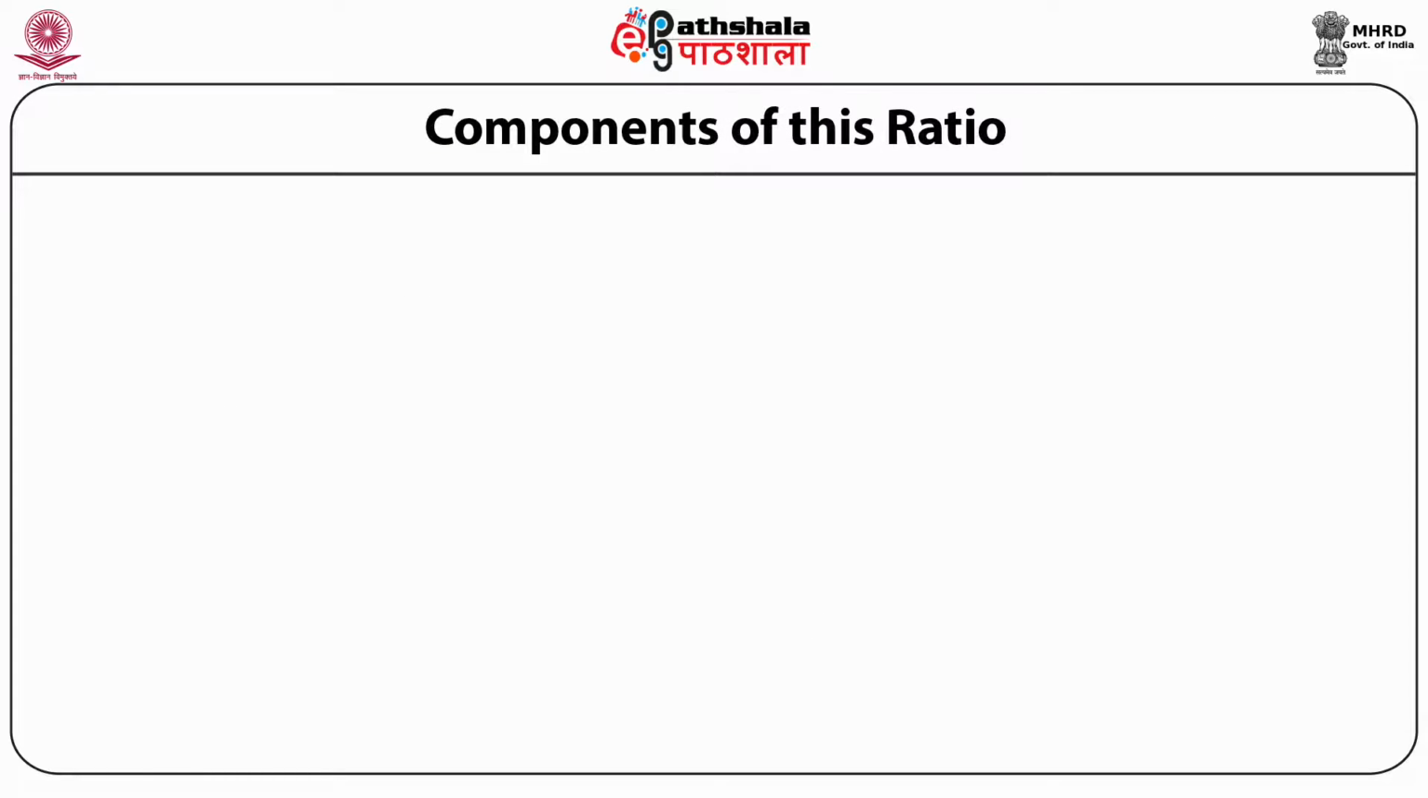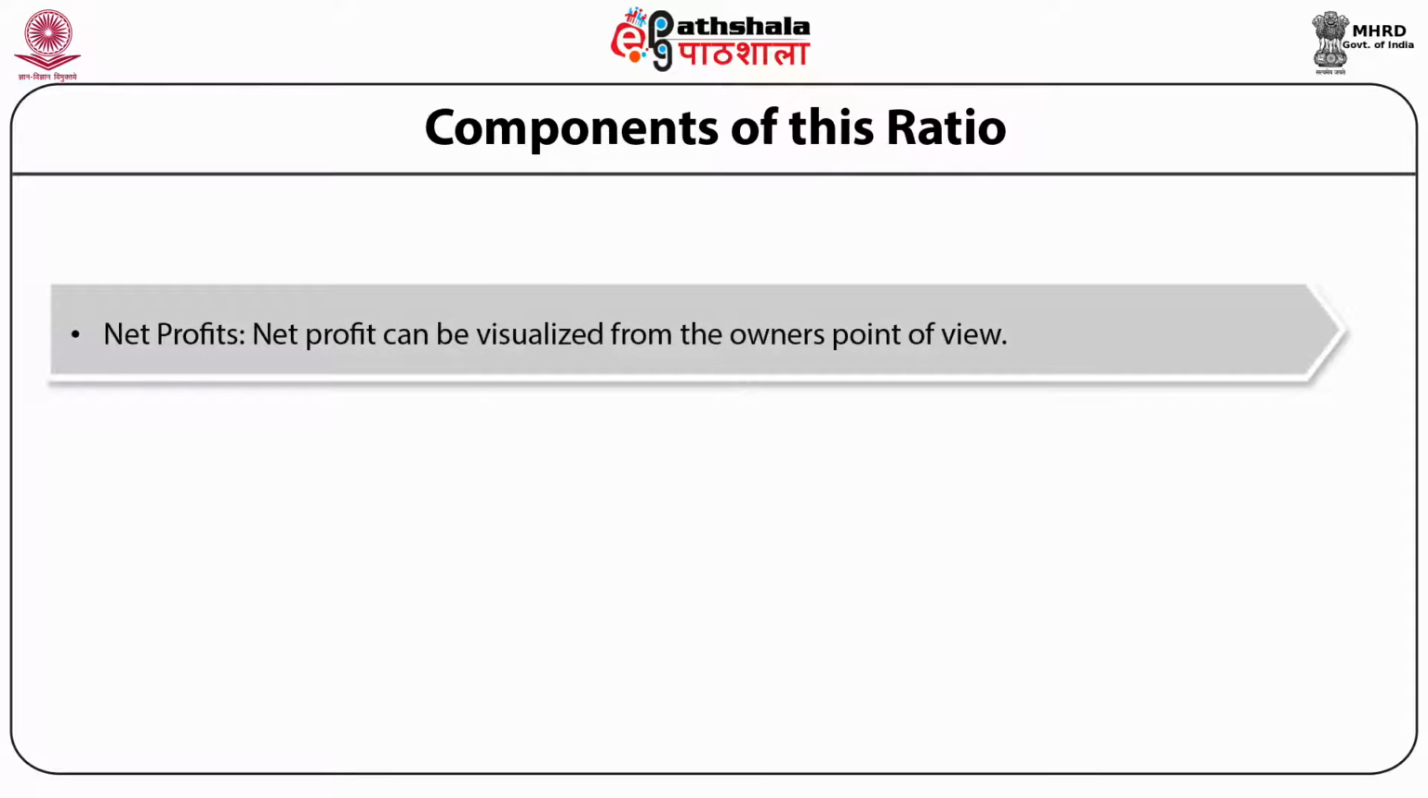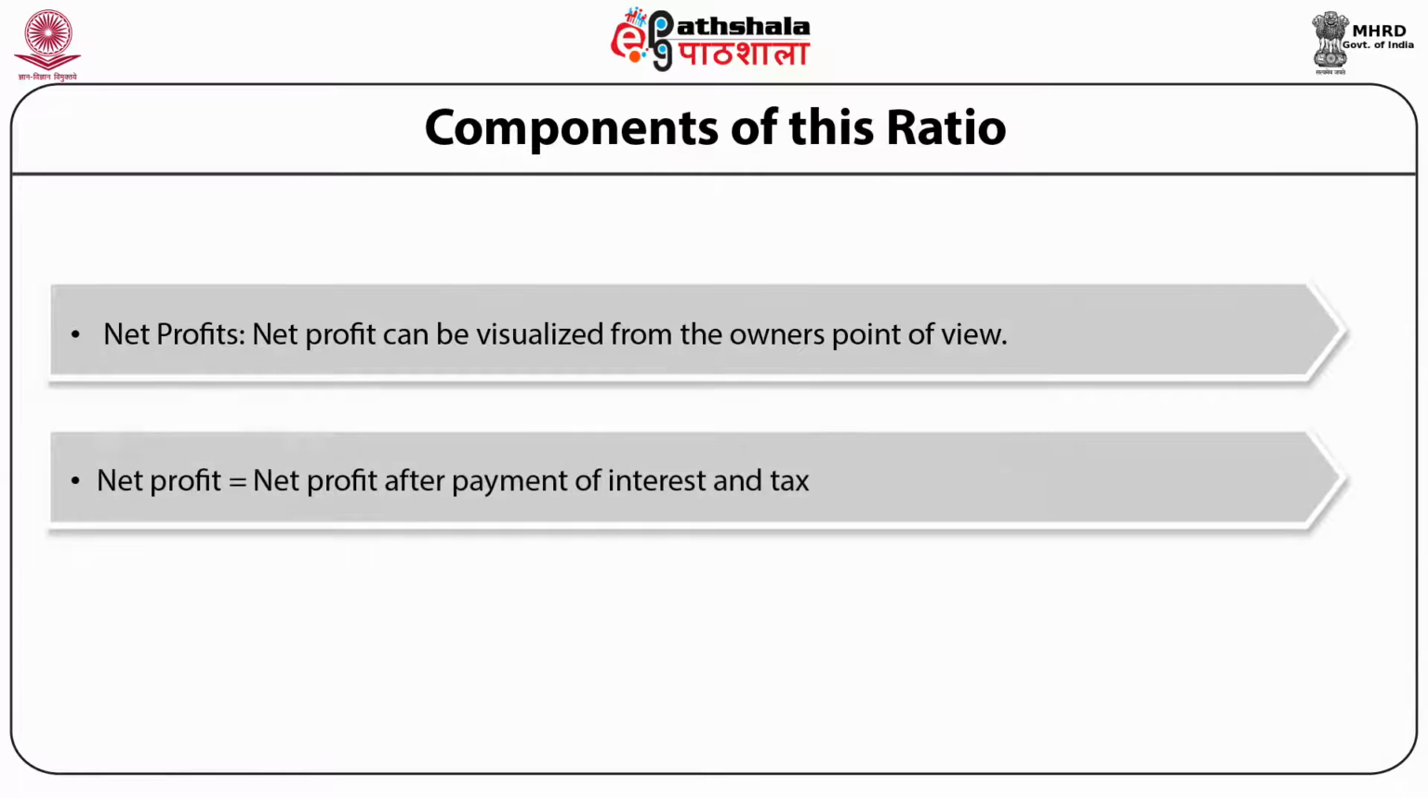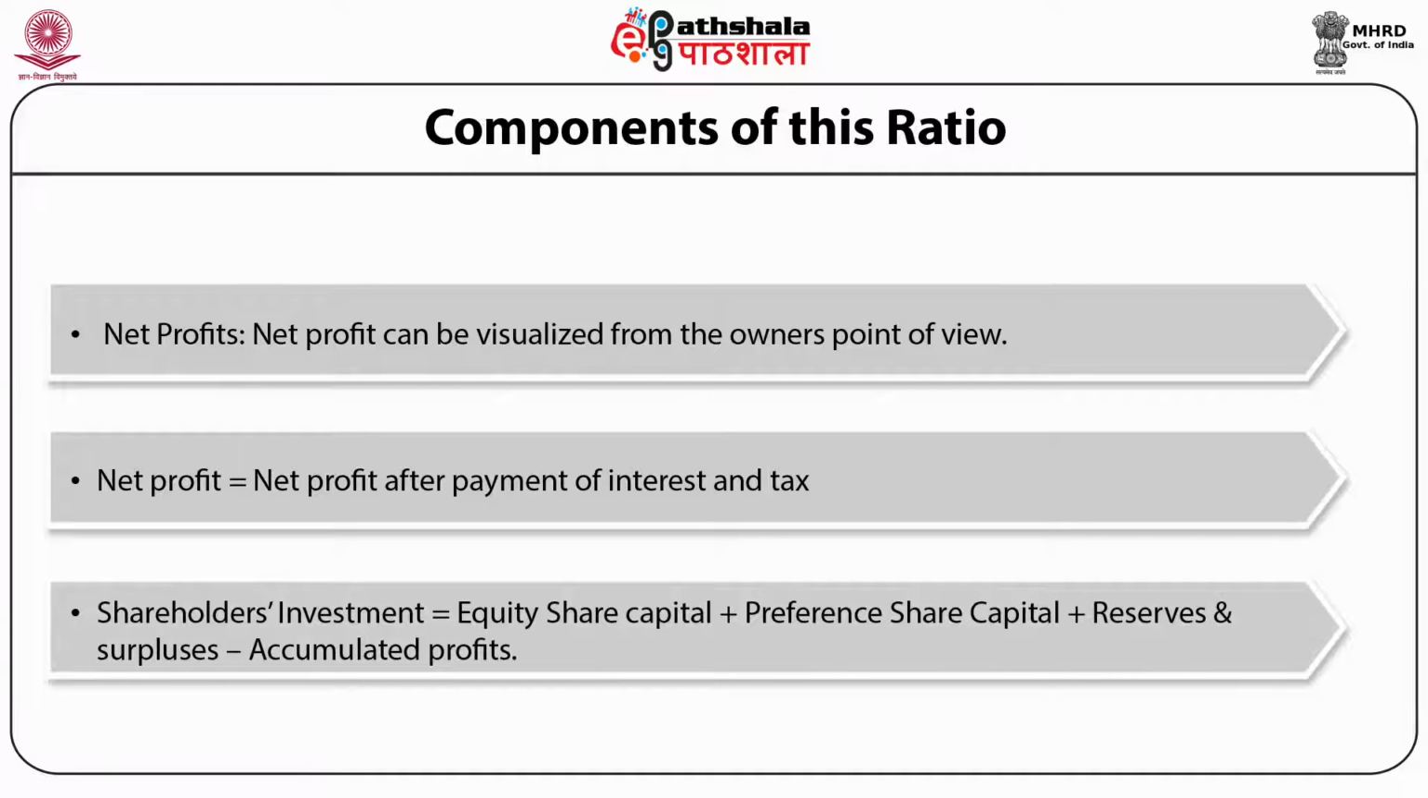Components of this ratio. Net profit. Net profit can be visualized from the owner's point of view: net profit after payment of interest and tax. Shareholders' investment: equity share capital plus preference share capital plus reserves and surplus minus accumulated profits.